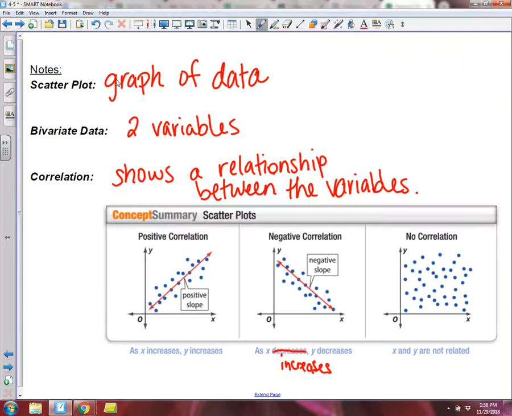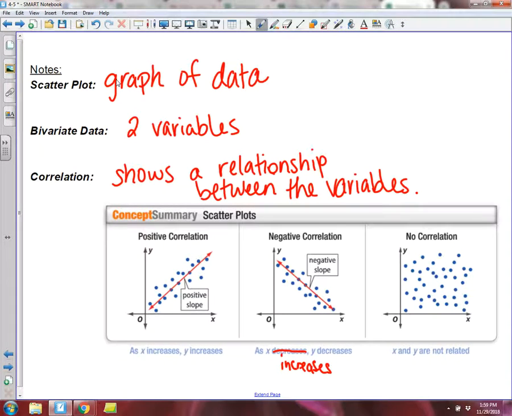There is no rhyme or reason to that data. Do you see how it's just all over the place? It's not going up. It's not going down. It's pretty random. Okay? So does that really show me any kind of relationship there? No. All good with those definitions?